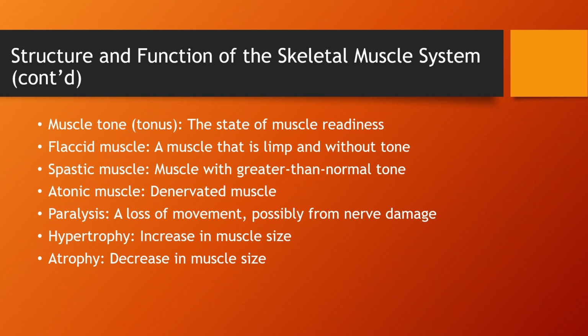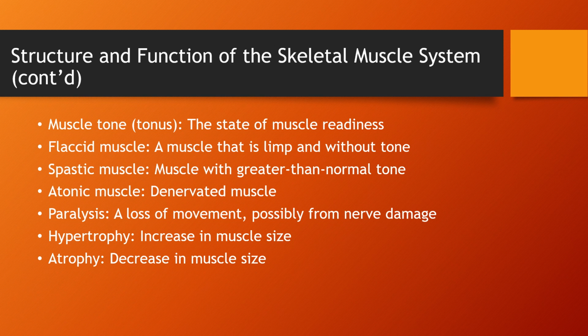So there are different descriptors for muscles and what can happen to them. Relaxed muscles demonstrate a state of readiness to respond to contraction stimuli. This state of readiness is known as muscle tone or tonus. A muscle that is limp and without tone is described as flaccid. A muscle with greater than normal tone is described as spastic. And in conditions characterized by lower motor neuron destruction, such as polio, denervated muscle becomes atonic, soft and flabby, and atrophies.